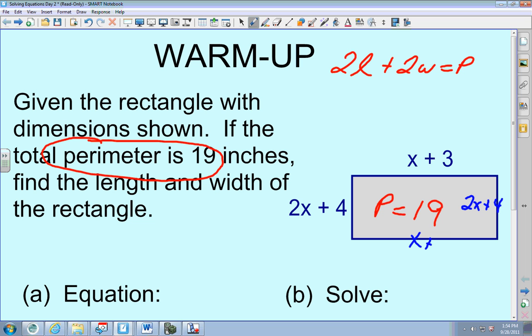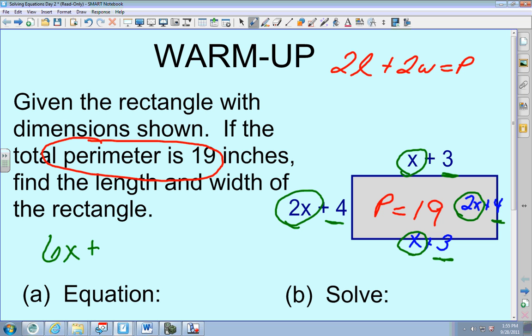And I know that all I need to do is add up all my x's. So I have 2, 3, 4, 5, 6. So I'm going to have 6x. Then add up my numbers. 4 and 3 is 7, 10, 14. Plus 14 equals 19. So I can use that as an equation.